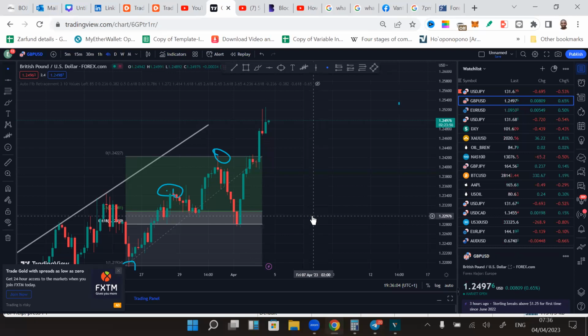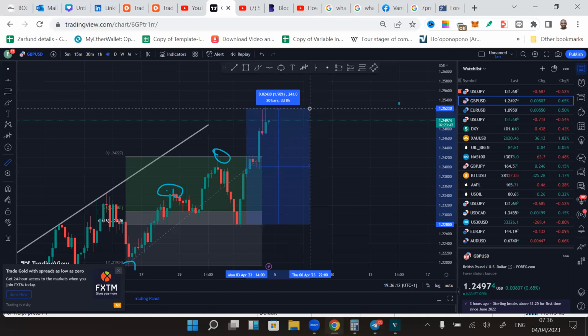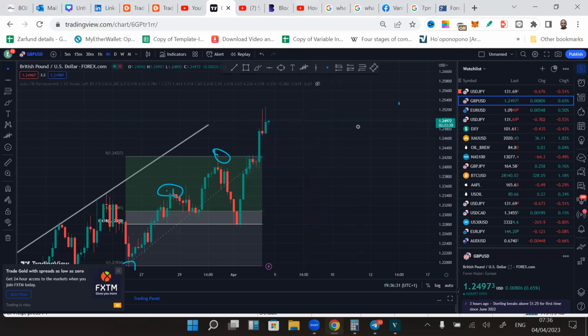And then look at what we are seeing. From here, look at this move right here. This is 240 pips, 243 pips. Can you imagine catching 243 pips just between yesterday and today? I think from yesterday to today. Can you imagine catching that number of pips? What would that do for your account, guys? Can you see what I mean?